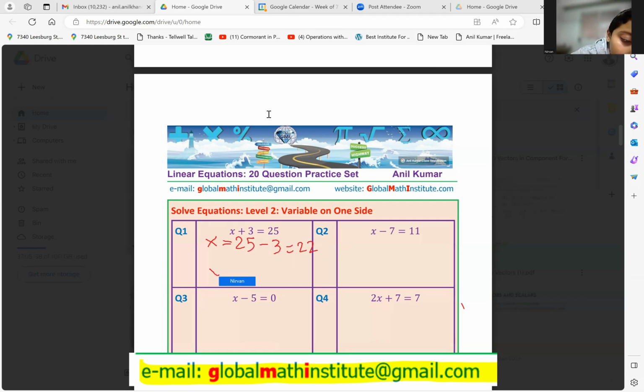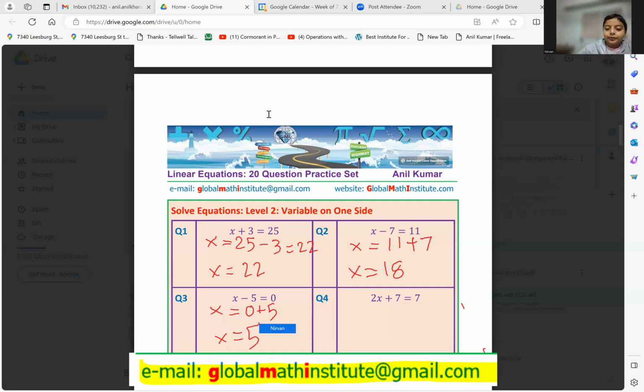Can you do the next question? That is correct. So this time you have to bring the 7 to the other side. It's x minus 7 equals 11, so 11 plus 7, because minus 7 will become plus 7, which is 18. Perfect. Next question. So x minus 5 is 0. So for the steps, you see minus 5, you bring 5 to the other side, x equals 0 plus 5, which is 5. So x is 5.